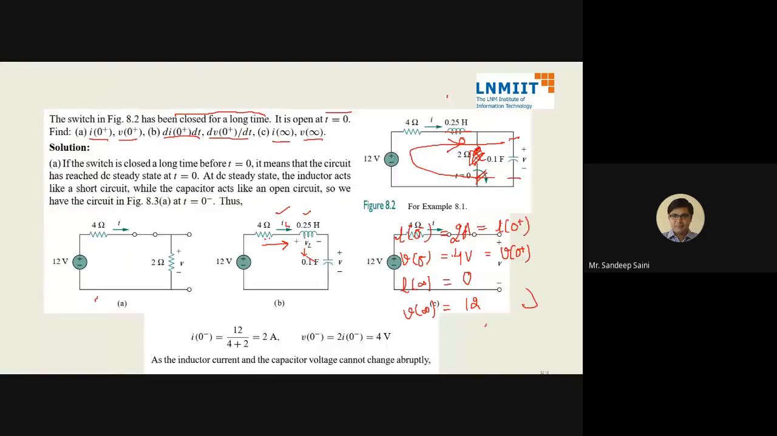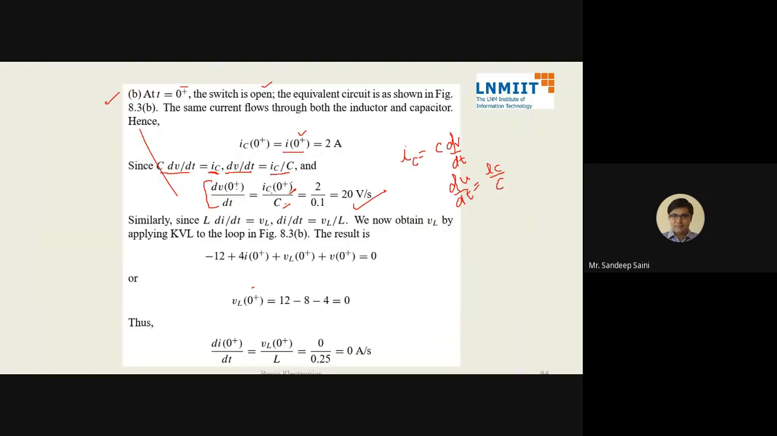Now look at the second calculation. If I apply KVL in this loop, I say minus 12 plus voltage across resistor plus voltage across inductor plus voltage across capacitor should be 0. Is this okay? Yes, sir.